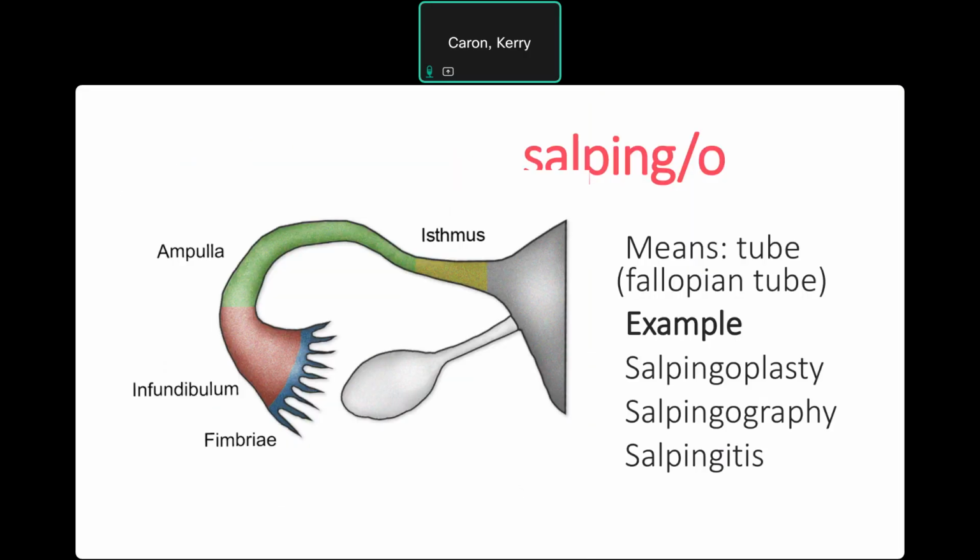Salpingo, that's coming up funny on this. We had this term in the special senses chapter with the ears. Salpingo means tube in general. In this case, it's talking about the fallopian tube. So salpingoplasty would be a surgical repair. Salpingography would be written record or process of recording the uterine tubes or the fallopian tubes. Salpingitis would be inflammation of the tubes.